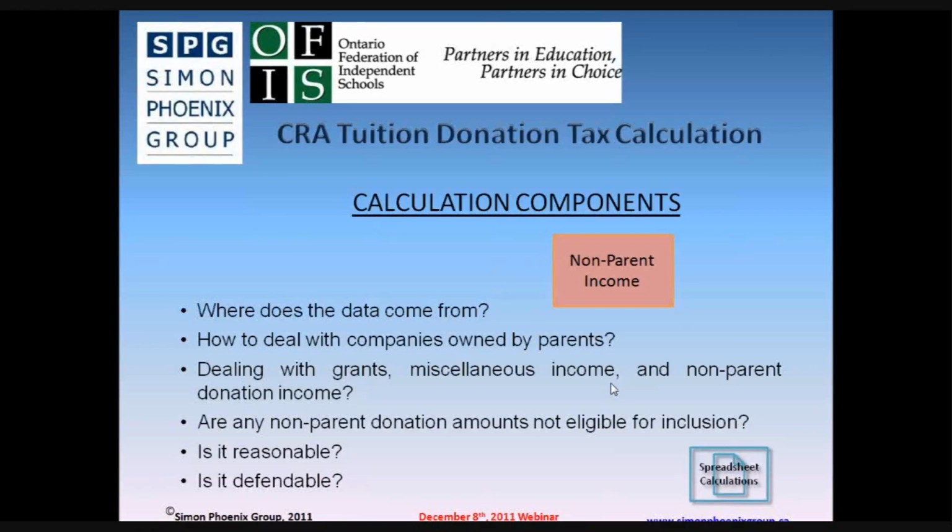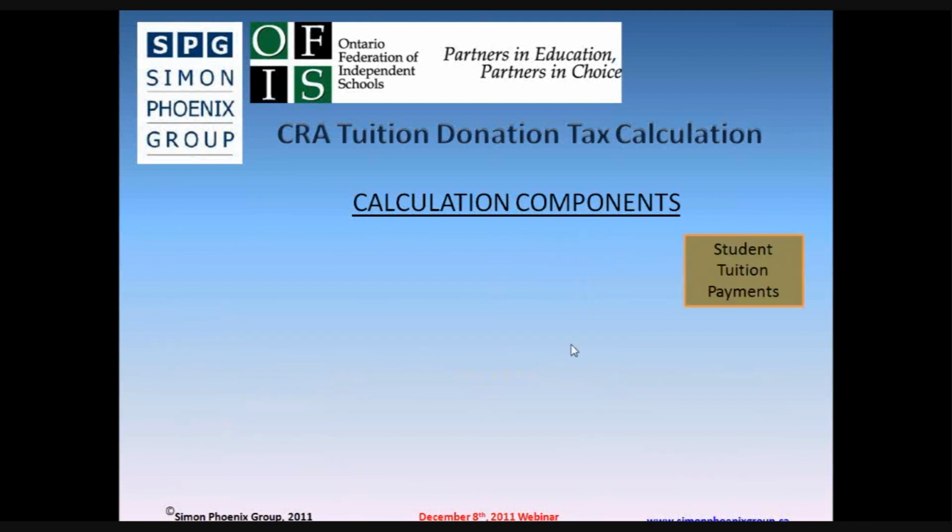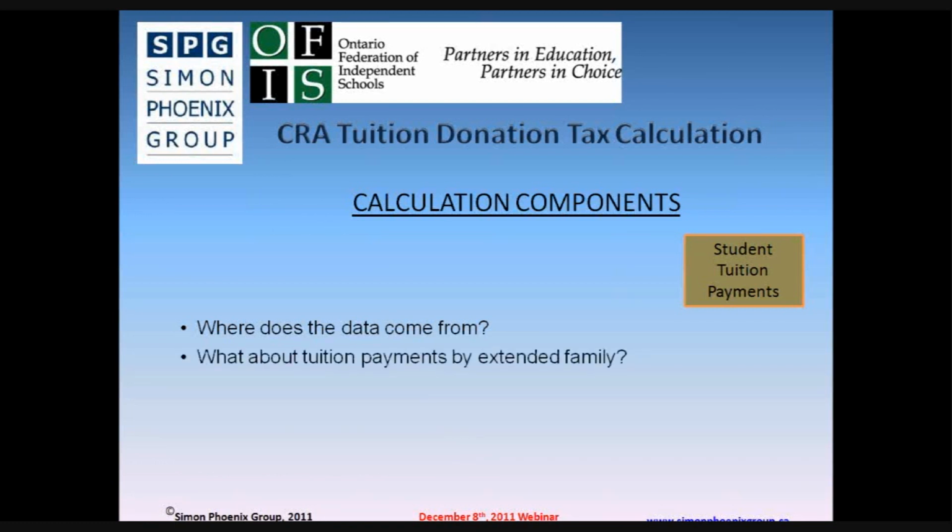Particularly if you have a CRA auditor sitting there watching you pull that data, or expecting to see you be able to pull that data quickly. So student tuition payments. Again, where does the data come from? Hopefully you have all this in your financial accounting records and can get at that quickly. And you should obviously be able to know for a particular student each tuition transaction, who paid the tuition, what date the tuition was paid, and the amount, of course.